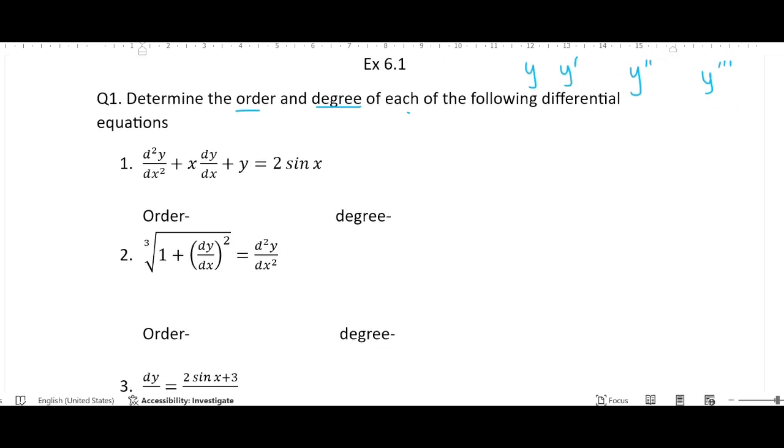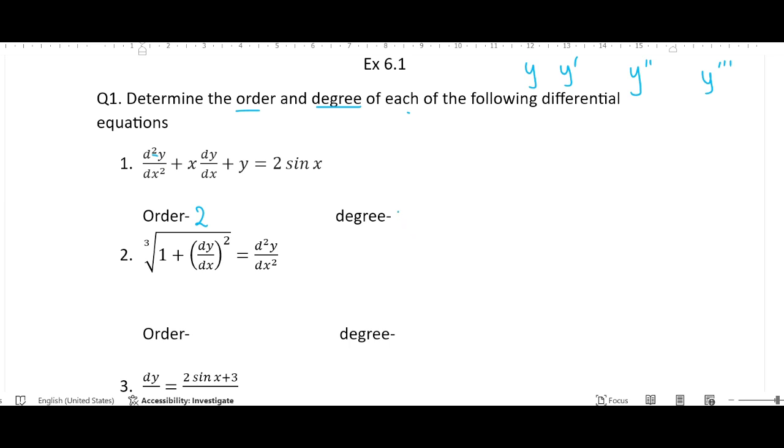So let's see the first one, very simple. It's like a preparatory question. d square y by dx square plus x dy by dx plus y is equal to 2 sine x. Now, what is the highest number of times your function has been differentiated? 2. You can see that right here. So you'll say the order is 2.